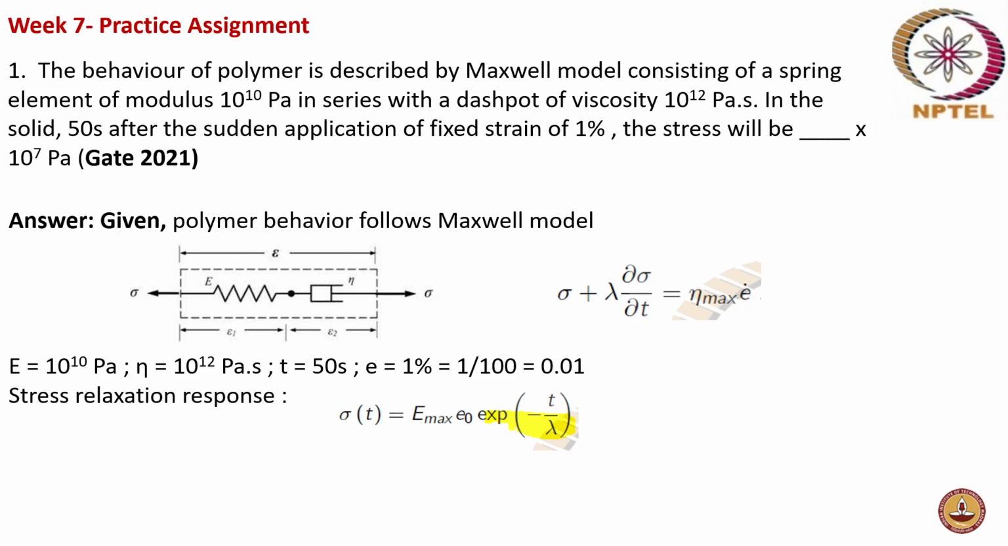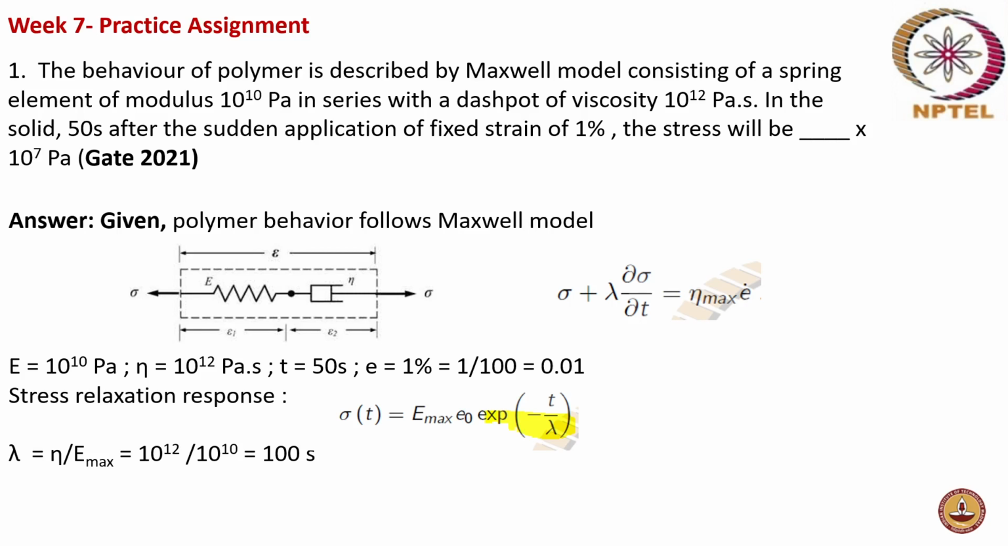Should we substitute only Emax over there? Lambda is a time unit, right? So if I substitute Emax over there, the unit is pascals, right? There is a discrepancy in unit, right? So how do you find that lambda? Okay, let me proceed. Your lambda is nothing but your eta by Emax. Eta max by Emax. This is your dashpot viscosity by spring modulus. That will give you lambda.